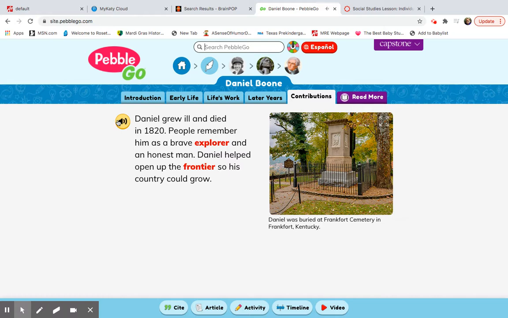Okay, so now you should know, what did Daniel Boone do for the community? What was his purpose? And what is he known for? And then I'll just tell you, this picture, remember in nonfiction, we have pictures, and then this little thing's called a caption that tells us about the picture. So Daniel was buried in Frankfort Cemetery in Frankfort, Kentucky. Okay. The next person we're going to talk about is Juan de Oñate.